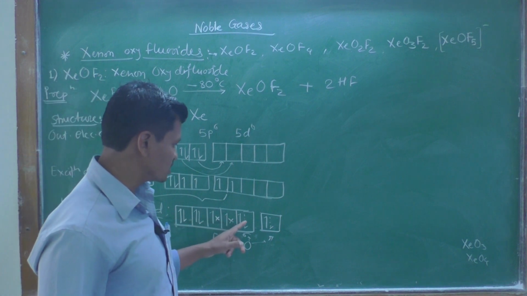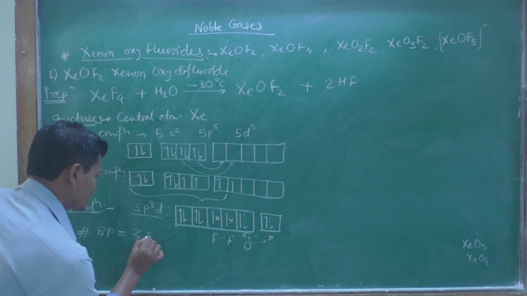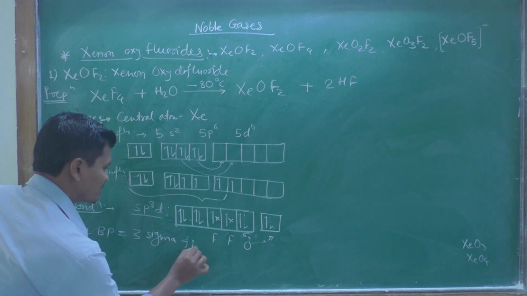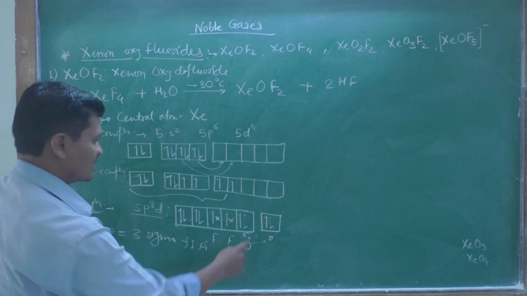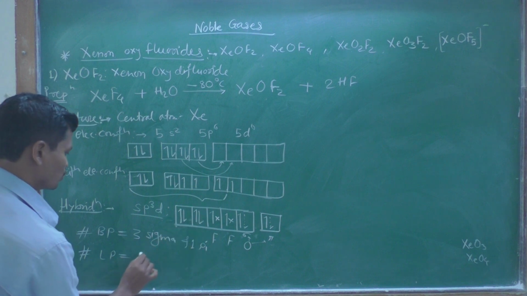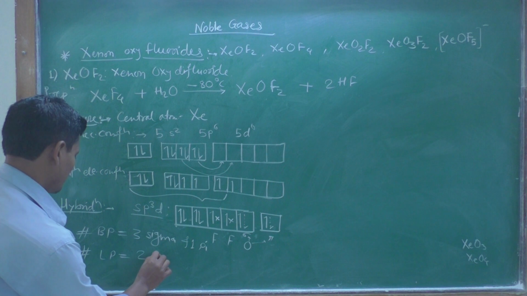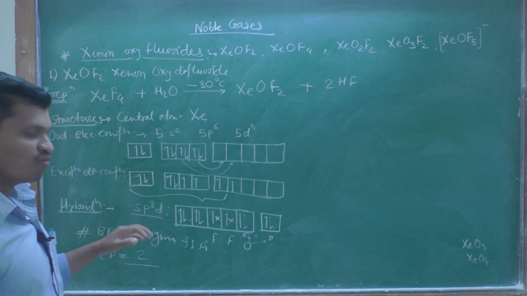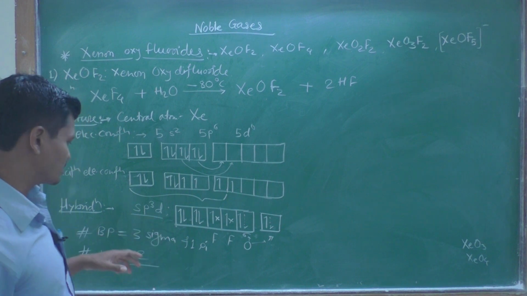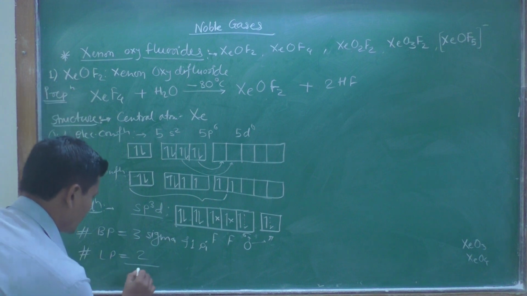1, 2, 3. So 3 sigma bonds are there, and 1 pi bond. Now the number of lone pairs will be 2. So while counting the steric number, we are only considering the sigma bonds.